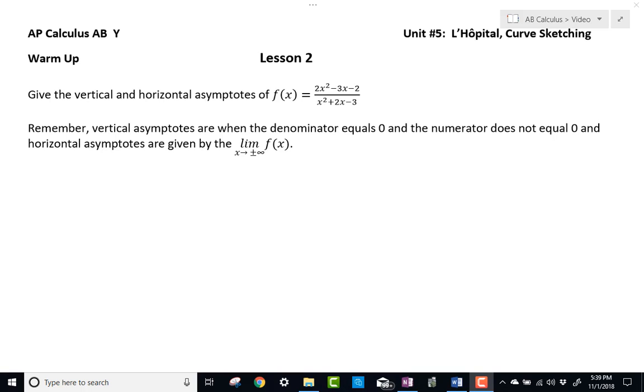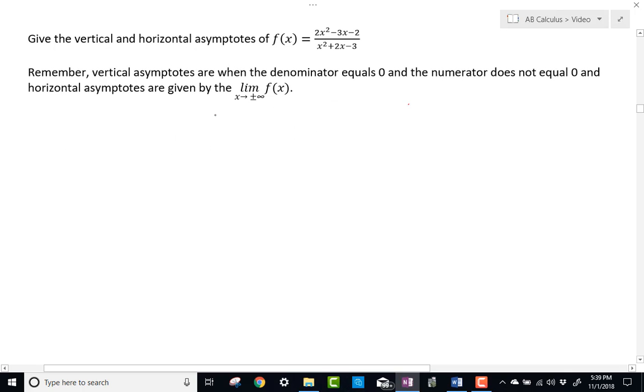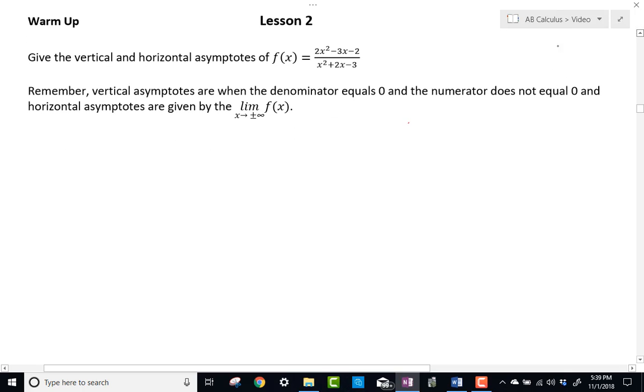Alright, so here we are for lesson 2 in unit 5. It says give the vertical and horizontal asymptotes of f of x. And there's a little reminder that says, remember, vertical asymptotes are when the denominator equals 0 and the numerator does not equal 0. And horizontal asymptotes are given by the limit as x approaches positive or negative infinity.